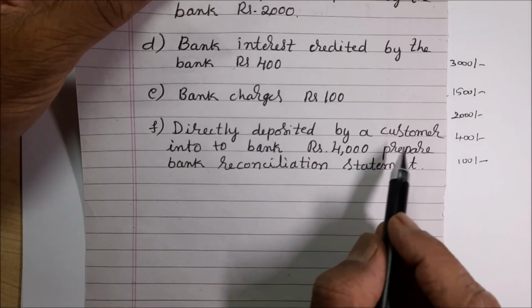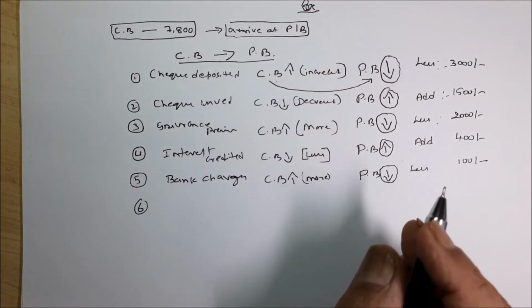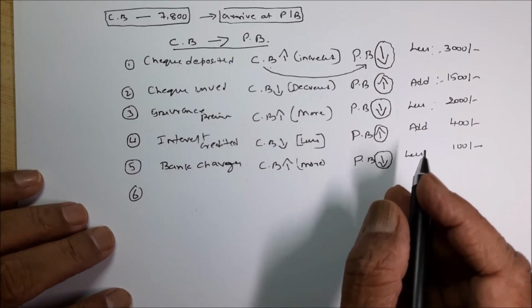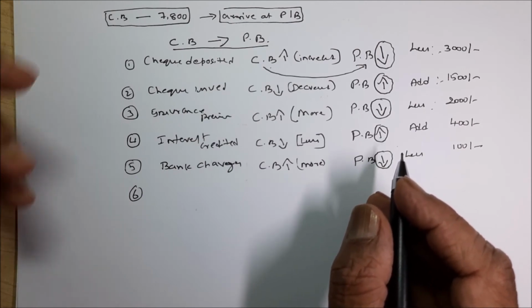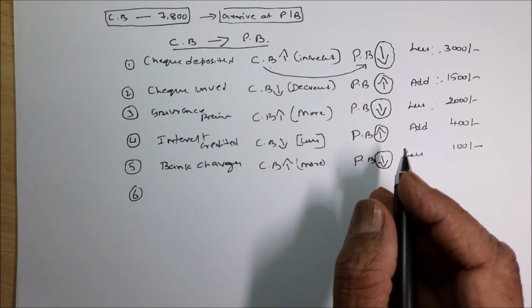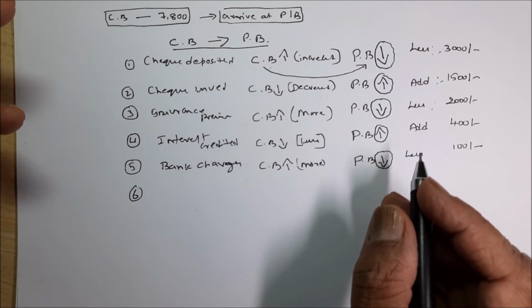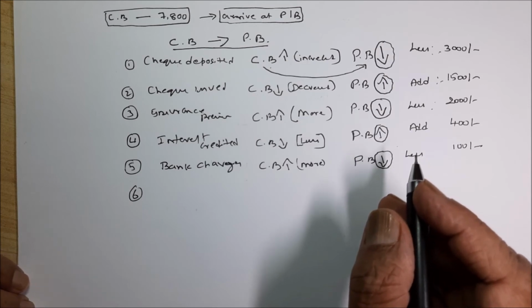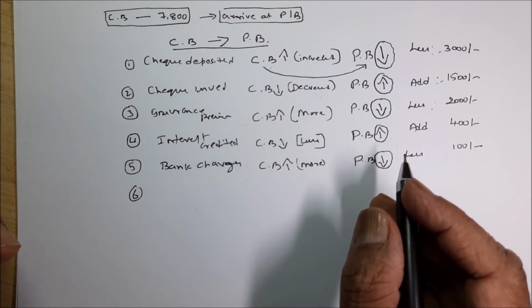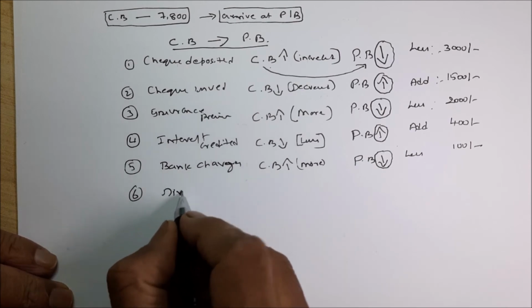Then take the last one. Directly deposited by a customer into the bank, rupees 4,000. Directly deposited means, assuming my customer knows my bank account. Now we have Google Pay, we have Phone Pay, we have everything. Even with a Pani Puri wala, all these digital things are going on. Through an account, one can transfer from one account to another account. So he has made a direct deposit.